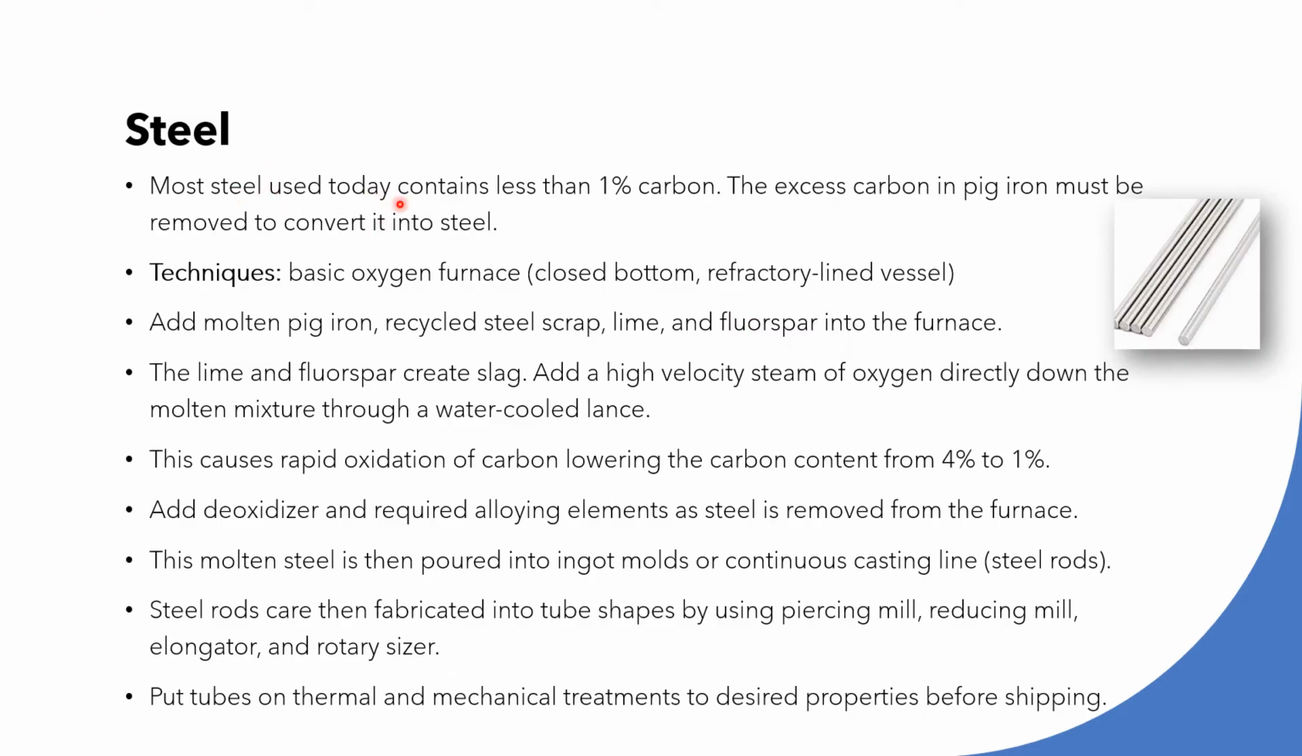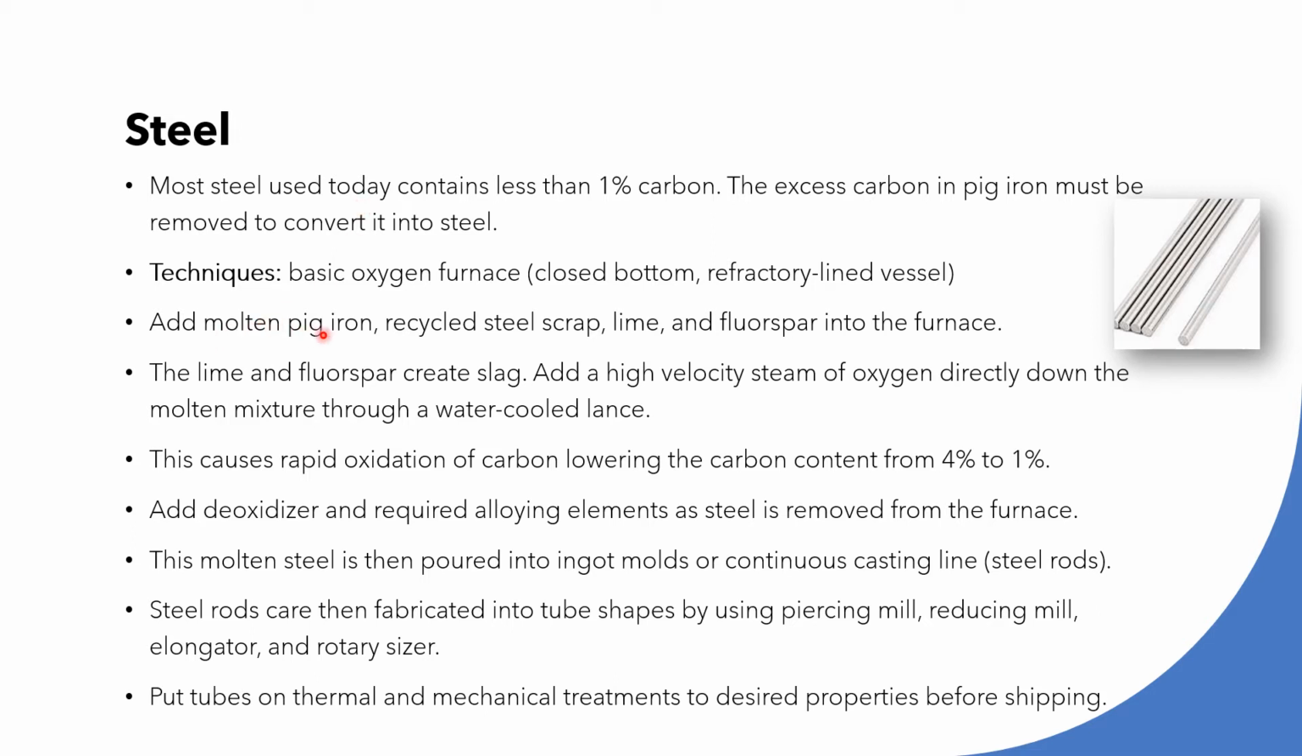Most of the steel we're using today has less than 1% carbon, because pig iron has excess carbon, and that excess carbon has to be removed before it can be converted into steel. So in other words, your pig iron has a higher carbon percentage than your steel. Don't forget that.